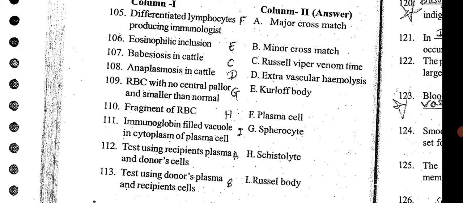Differentiated lymphocytes produce plasma cells. The lymphocyte is differentiated into the plasma cell, or the precursor of the plasma cell is the lymphocyte.